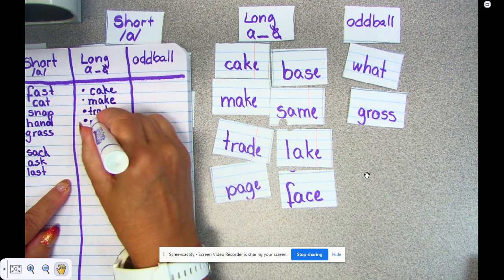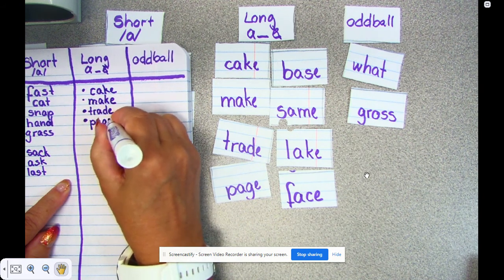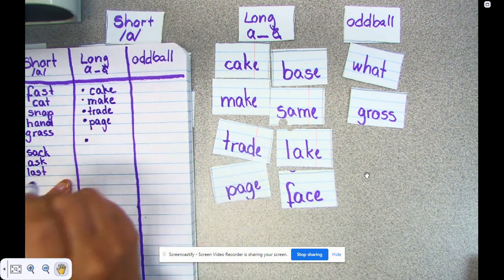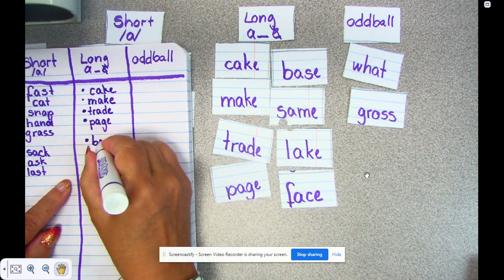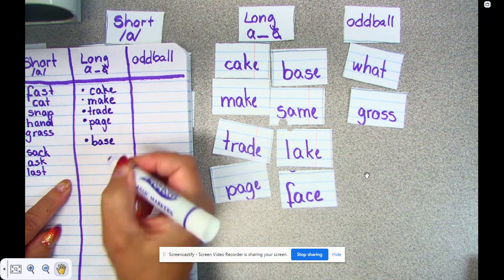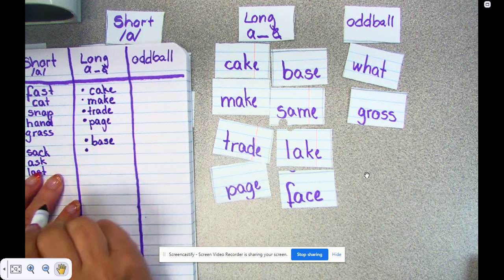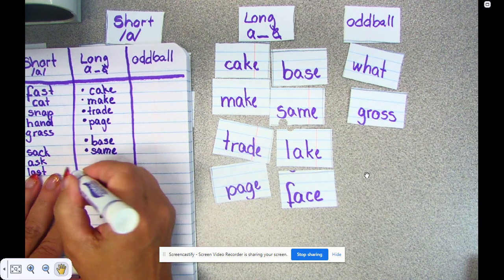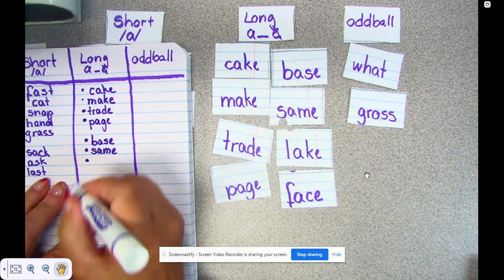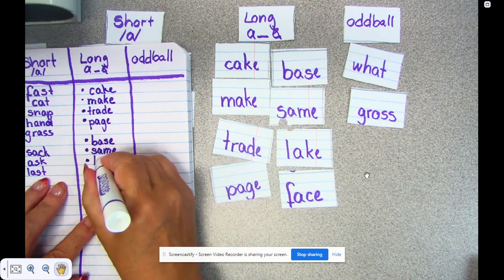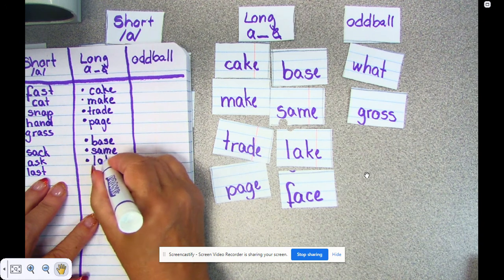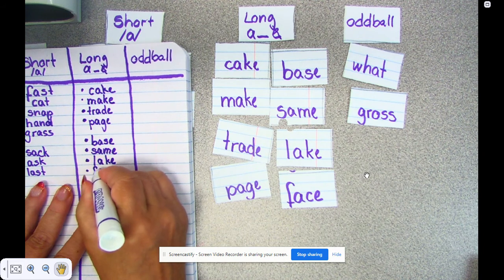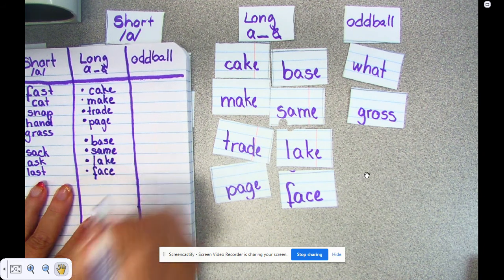Page. I can hear the A, and I do not hear that E. I have a P and a G, so I'm going to skip a line so I don't write into each other. My next word is base. I can hear the A saying its name, and I don't hear the E, so it belongs in this column. Same. Yep, I hear the A sound, and I did not hear the E. Lake. I hear the A saying its name, and I do not hear the E at the end. Face. I hear the A sound, and I do not hear the E.